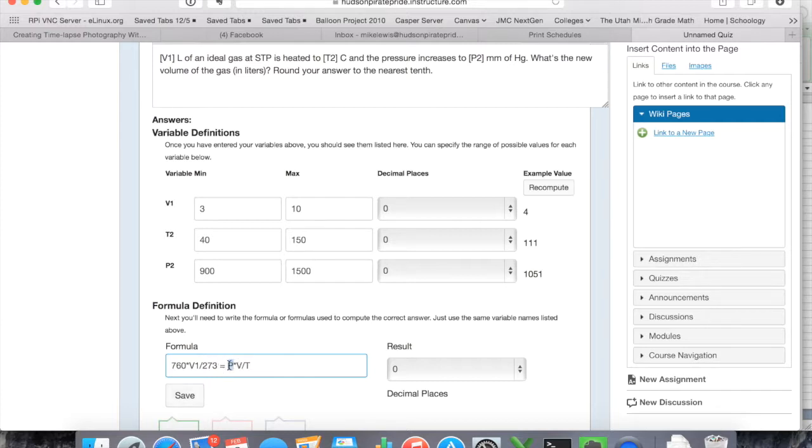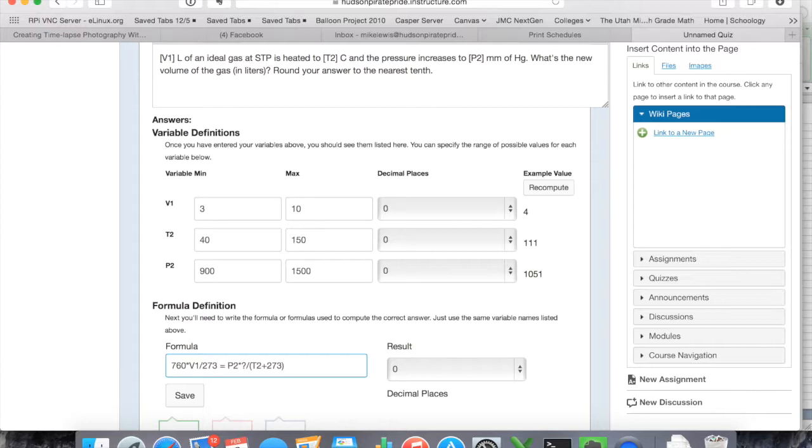The final pressure is P2, so I'll put a 2 after that. The final volume is what we're looking for, so I'll put a question mark there because that's what we're looking for. And T is our final temperature, so that's T2. But T2 is in Celsius, and I need it to be in Kelvin. So this is not just T2 here. I've got to take T2 and add 273 to it to make it Kelvin.